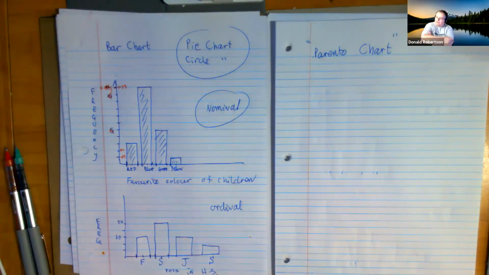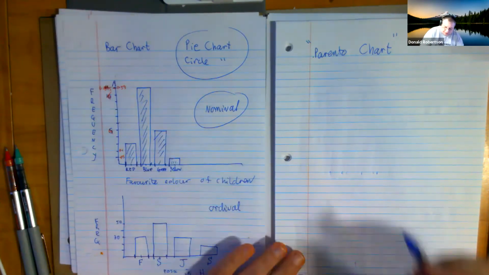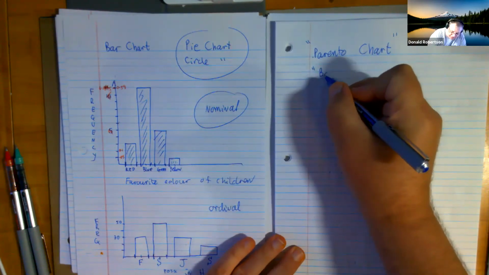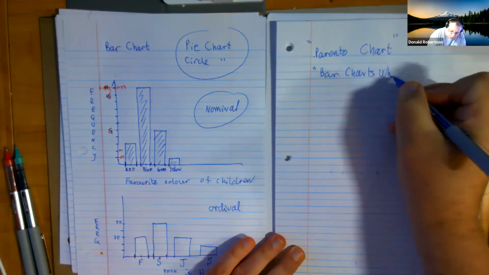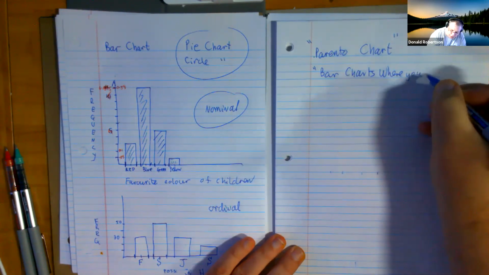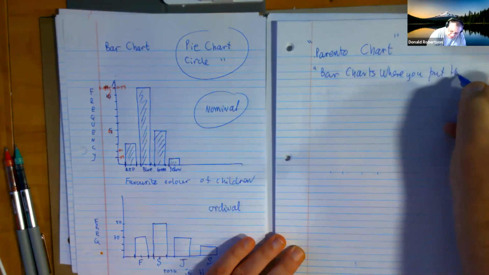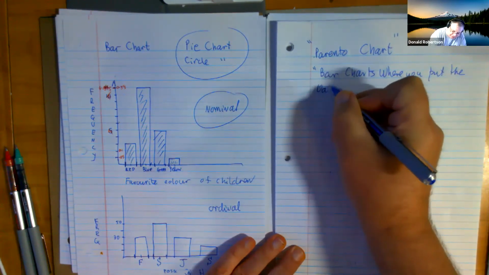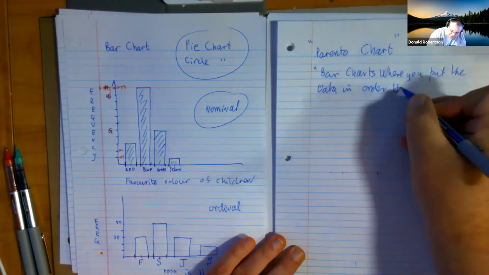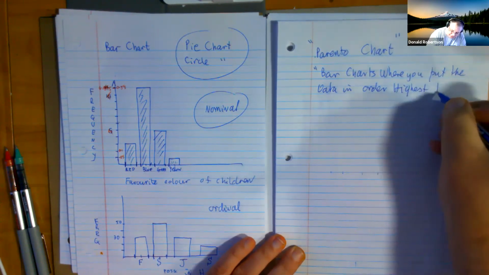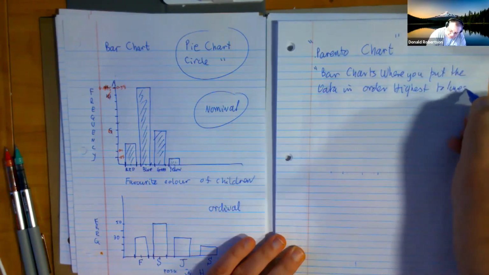Right, now I can talk about Pareto charts. These are special versions of bar charts. These are bar charts where you put the data in order, typically highest to lowest.